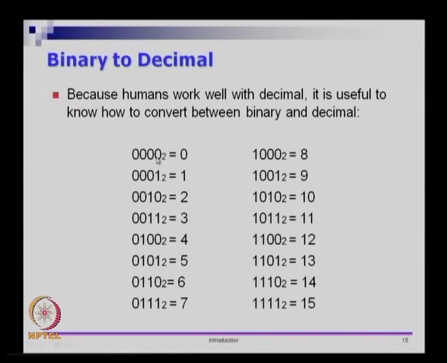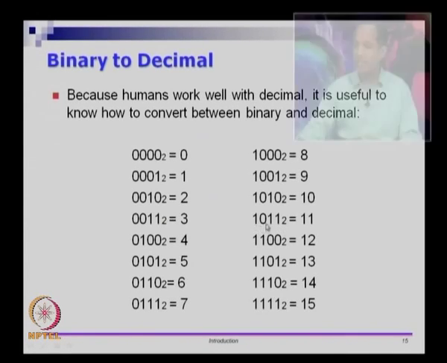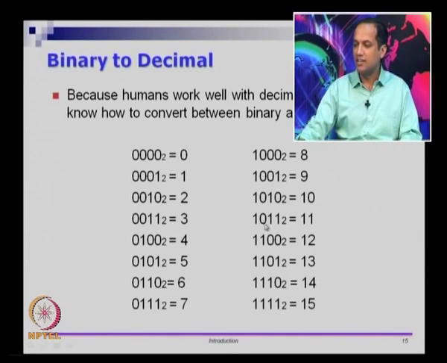So 0000 base 2 is 0 into 2 power 3 plus 0 into 2 power 2 plus 0 into 2 power 1 plus 0 into 2 power 0, that is the same as 0. Let us look at this row here, 1011. This is 1 into 2 power 3 which is 8, plus 0 into 2 squared which is 0, plus 1 into 2 power 1 which is 2, plus 1 into 2 power 0, which is the same as 8 plus 2 plus 1, which is 11.